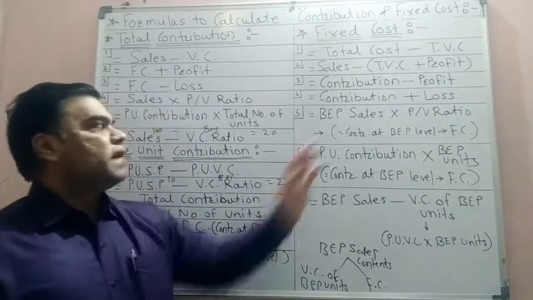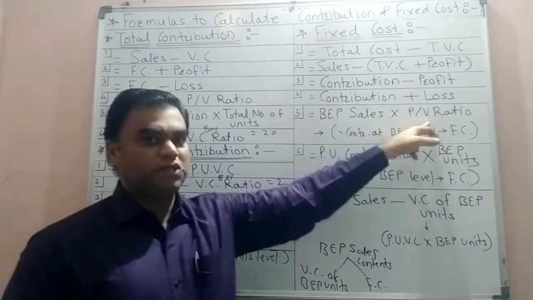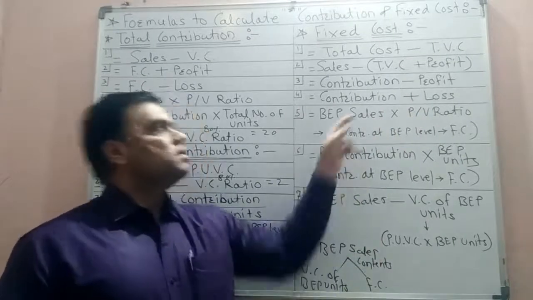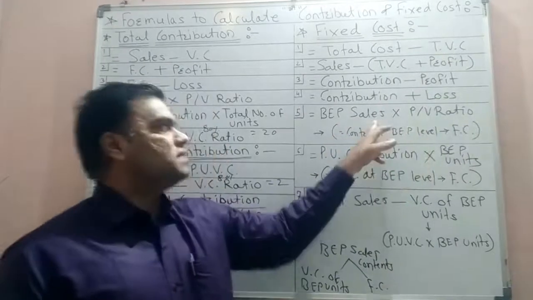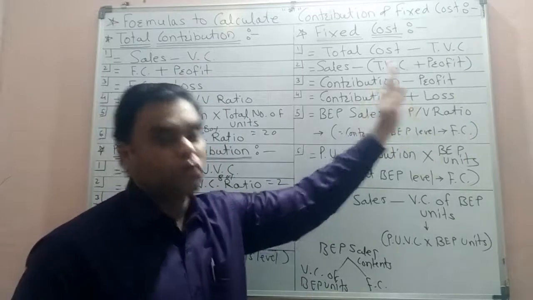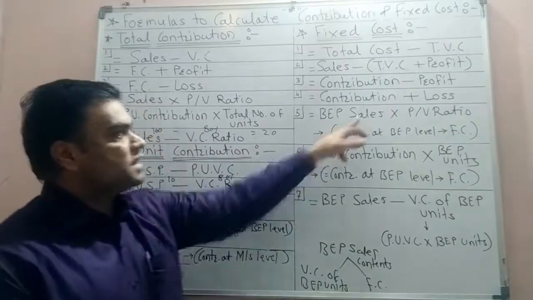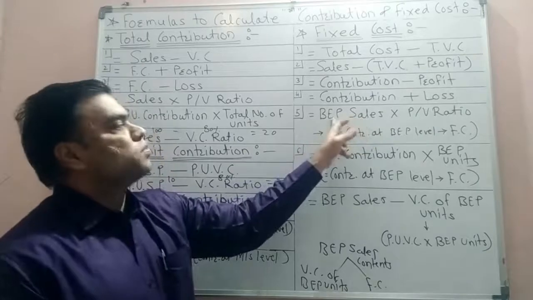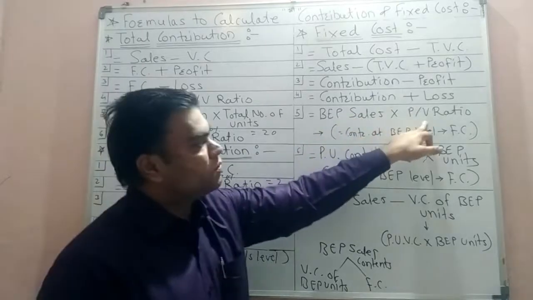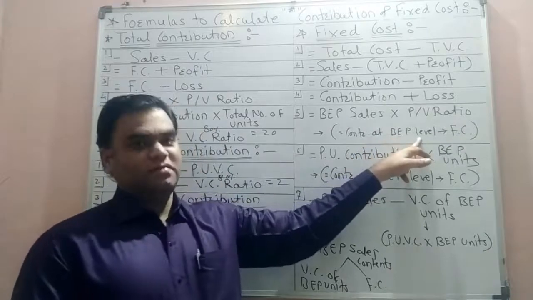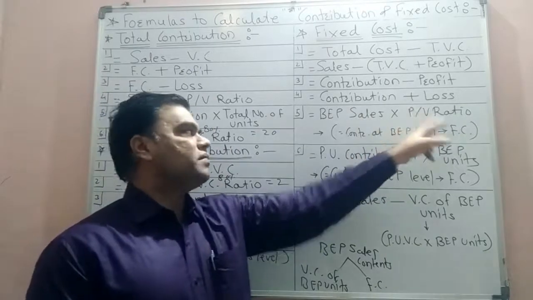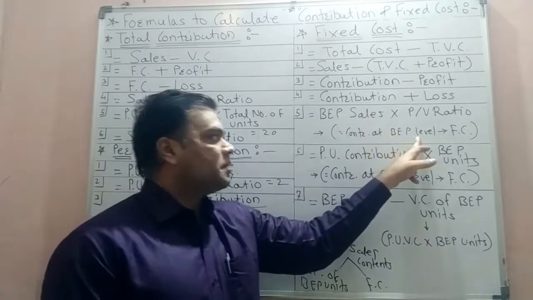How? As we know, sales into PV ratio, that is contribution to sales ratio, is equal to contribution. But here sales is BEP sales. So BEP sales into PV ratio is equal to contribution at BEP level.